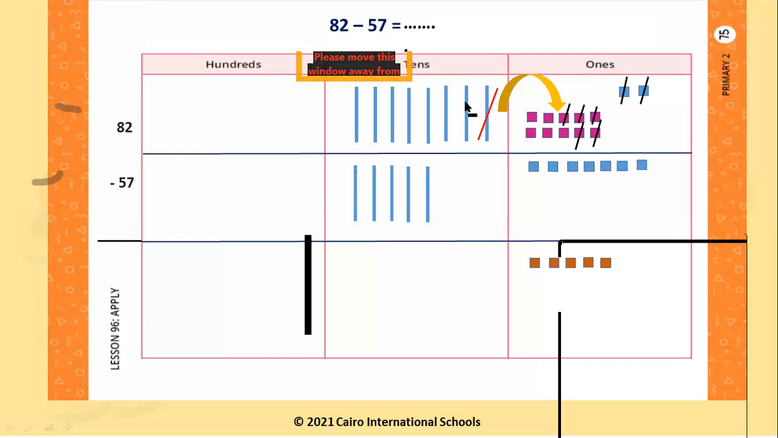So I have 1, 2, 3, 4, 5, 6, 7. So I have 7. 7 minus 5. I will cancel 5. 1, 2, 3, 4, 5. So the remainder will be 1, 2. 2 sticks. So 82 minus 57 equals 25. Very good, Rania. Very good, excellent. Are there any problems? Easy or not?